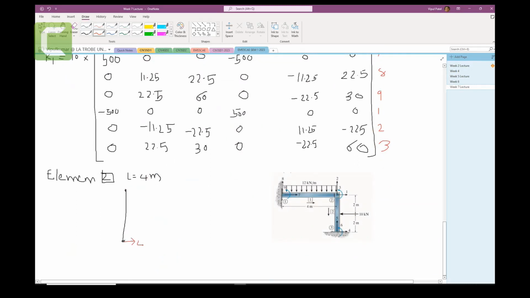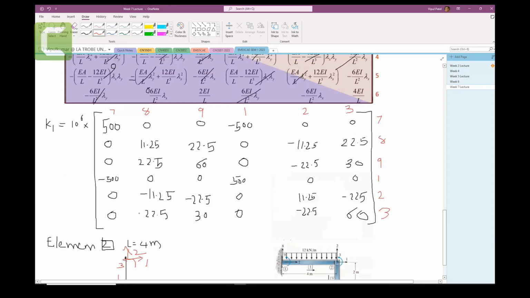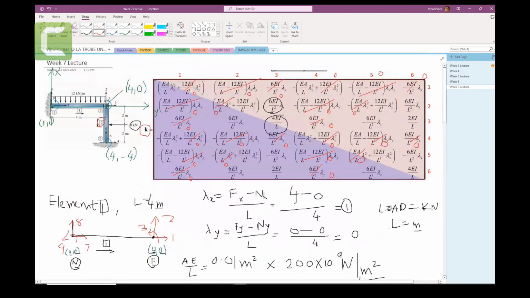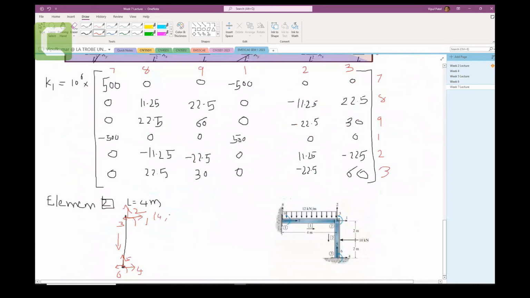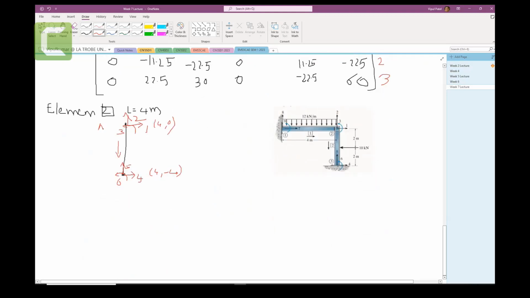It has 4, 5, and 6. Location vector going this way. And you have 1, 2, and 3. And if you know the coordinates, 4, 0 and 4, minus 4. Now lambda x, so this is the near node and this one is the far node. Right, so lambda x, we will do it.